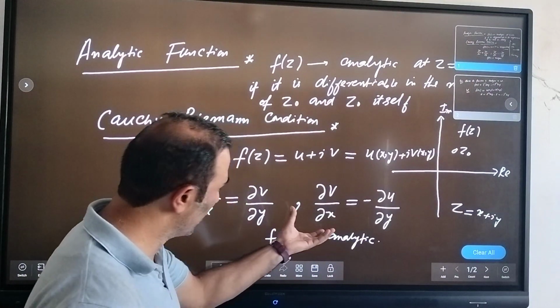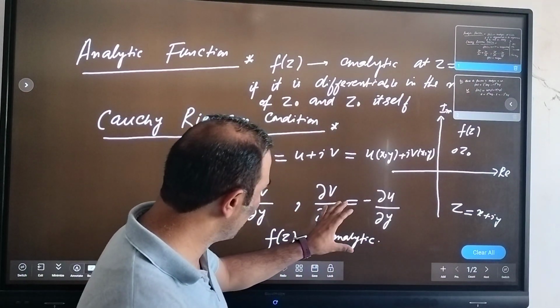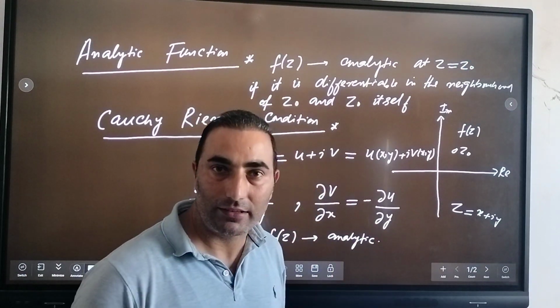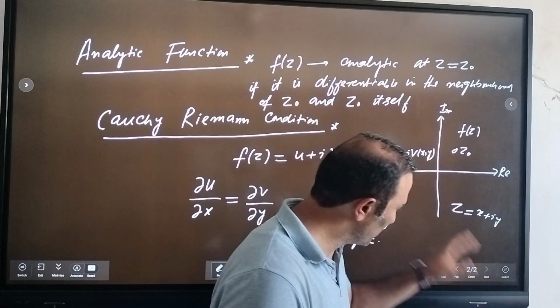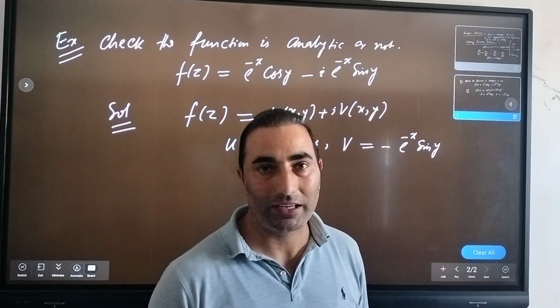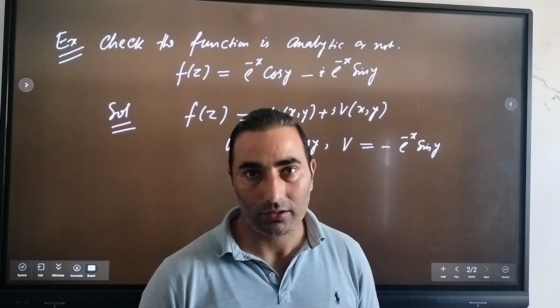Why do we need these things? Because we need to check the CR condition, that is the Cauchy-Riemann condition. It tells us that if these two conditions are satisfied, we can say that the function is analytic. In this problem we need to check the analyticity of a given function, so whether this function is analytic or not.